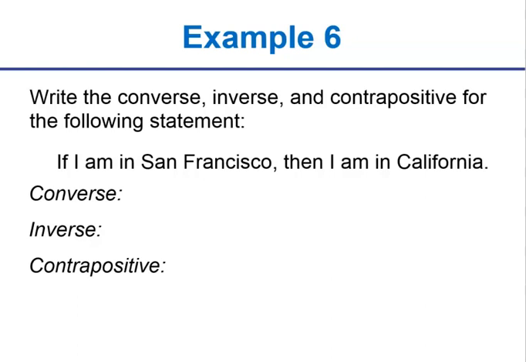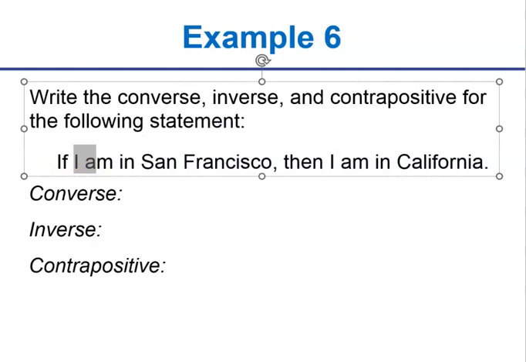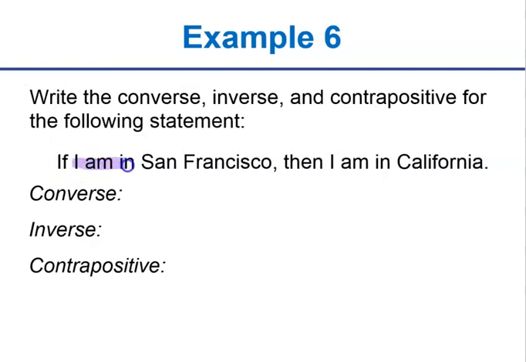This you can do. If I am in San Francisco, remember that's like your P statement. If I am in San Francisco, then I'm in California. So P is like your I am in San Francisco, and Q is like I am in California. So if P, then Q. Converse, remember, you flip these guys around. So in your mind, do that. That means if I am in California, then I am in San Francisco.